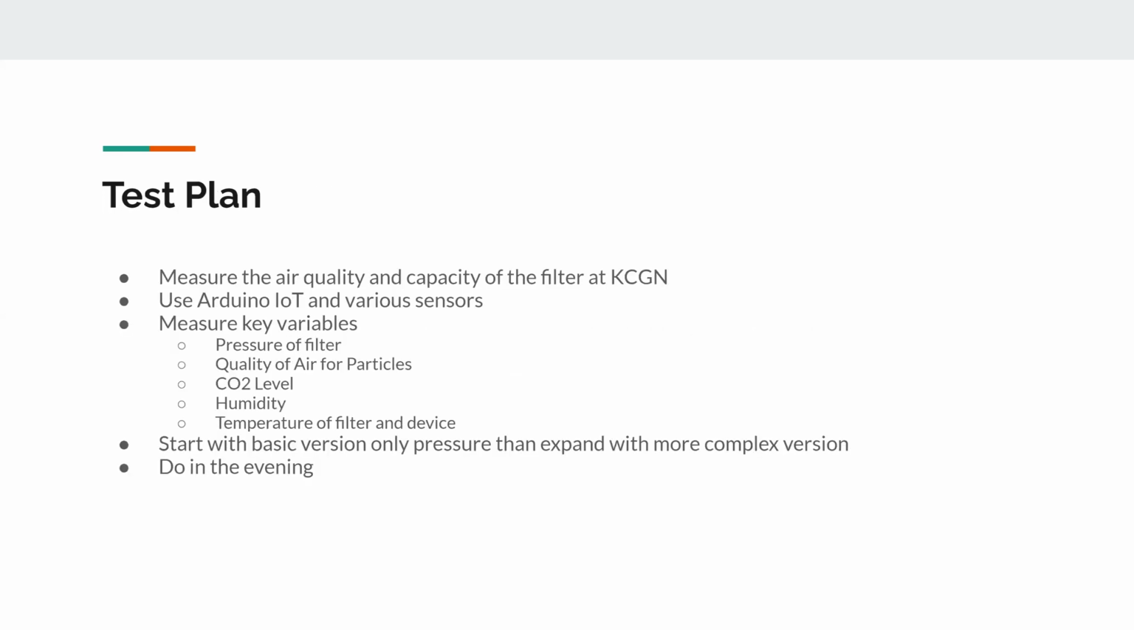So about the test plan, you have to measure the air quality and capacity of the filter at KCND by using the Arduino, IoT, and various sensors. So about the key variables to measure, we have the pressure of the filter, the quality of air for particles, the CO2 level, the humidity, and the temperature of the filter and device. And then for the next step, we start with the basic version, only pressure, that then expands into a more complex version. So we've got to do all that in the evening.